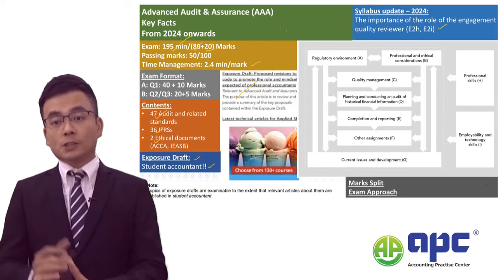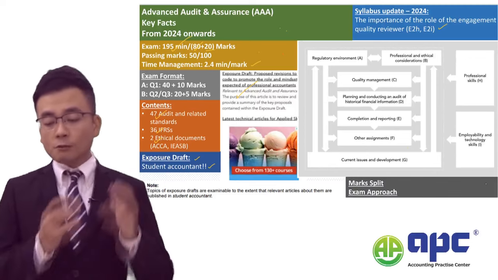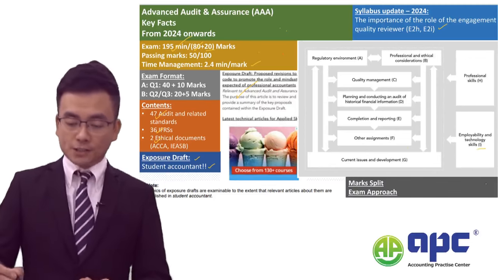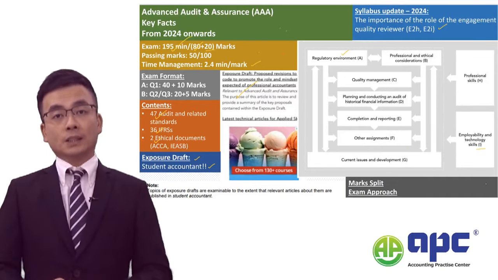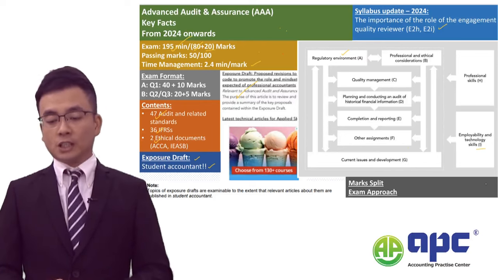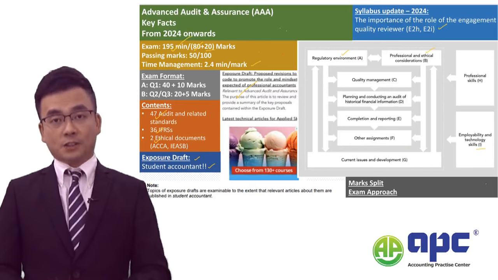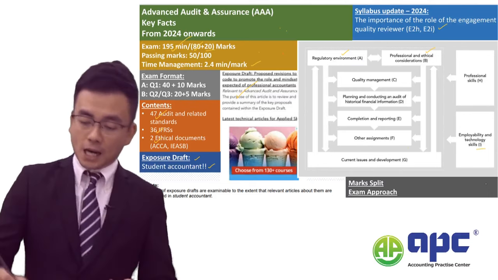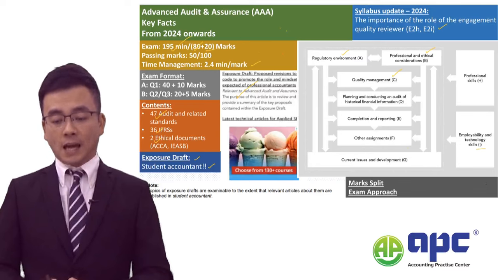So the syllabus for the AAA, for example, has been divided from A to I. Firstly, part A, the regulatory environment, talking about, for example, the ISA standards, money laundering issues and audit committee. Section B relates to the ethics part, referring back to the ACCA Code of Ethics and the IFAC Code of Ethics as well. And part C, talking about the quality management part. So usually it will be tested in question 2 in the AAA exam.